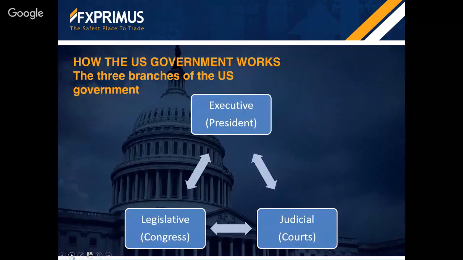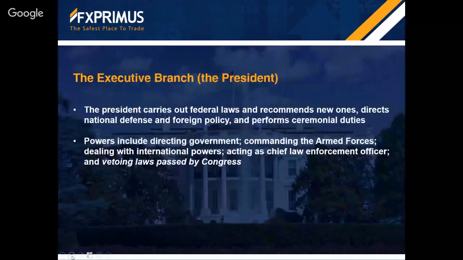Now, first off, as for the US government, it's made up of three distinct parts: the executive branch, the legislative branch, and the judicial branch. The executive branch is the president, the legislative branch is Congress, and the judicial branch is basically the court system. So here we're talking about the president, who is head of the executive branch of the government. Now, what does the executive branch do? It executes the laws. That's why it's called the executive branch, because it executes. The president carries out the federal laws.